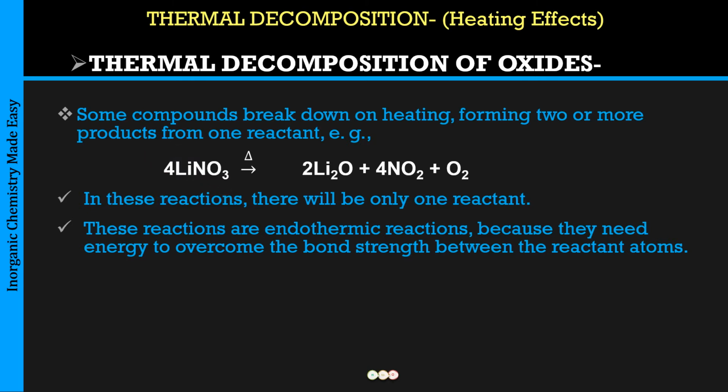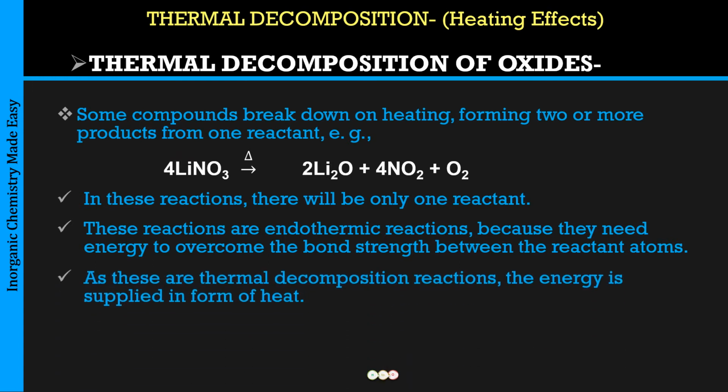And why do we need to supply energy? Because we have to break the bonds present between the atoms forming the compound. So that is why all decomposition reactions, be it thermal, electrical, any type of decomposition reaction, are always going to be endothermic reactions. Energy has to be supplied. And when we say thermal decomposition, energy has to be supplied in the form of heat.